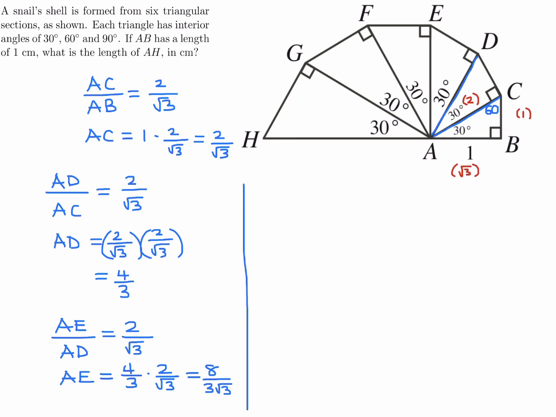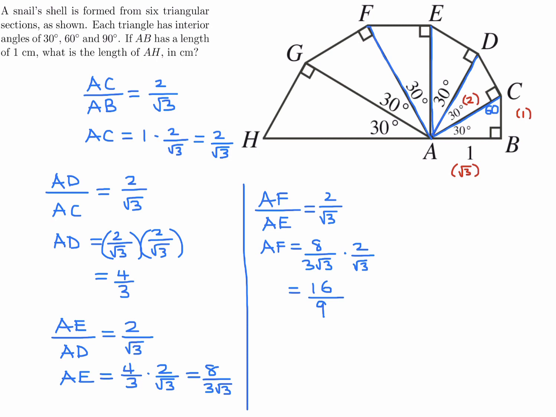So let's just keep going. We just got AE. Now we have to get AF. AF over AE is equal to, again, 2 over root 3. So AF will be equal to AE, which is 8 over 3 root 3, times 2 over root 3. And this is 16 over 3 times 3, which is 9. So that takes care of AF.